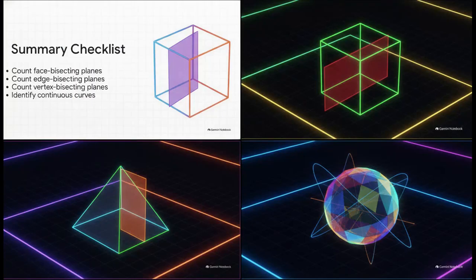So, the crucial takeaway from our explainer today is this: always rely on structure, not guesswork. Whenever you're staring down a new 3D object, run through this specific 4-step checklist. Count your face bisecting planes, count your edge bisecting planes, count your vertex bisecting planes, and finally, look for continuous curves for those infinite central axis planes. Following this exact order guarantees you will never miss a plane, and you're never going to double count one either.